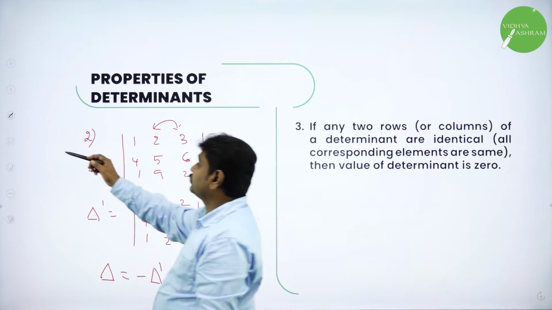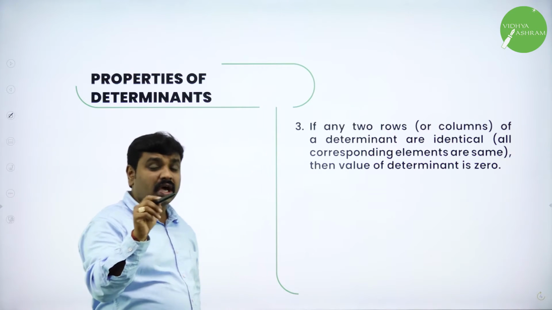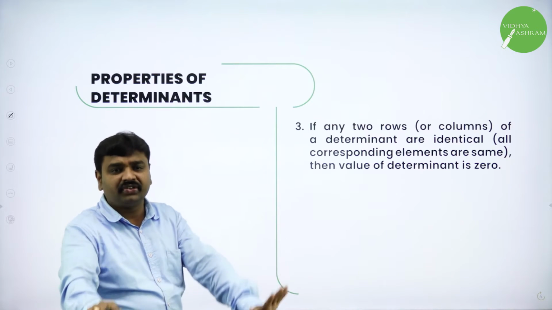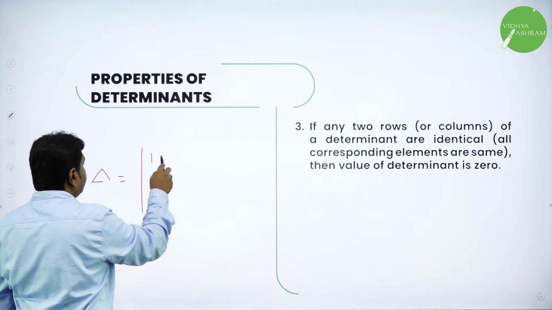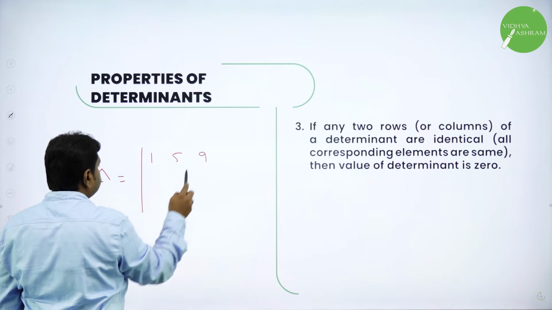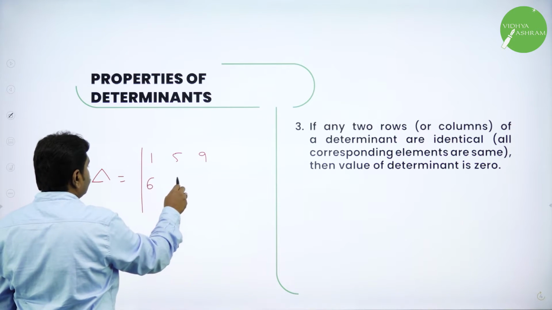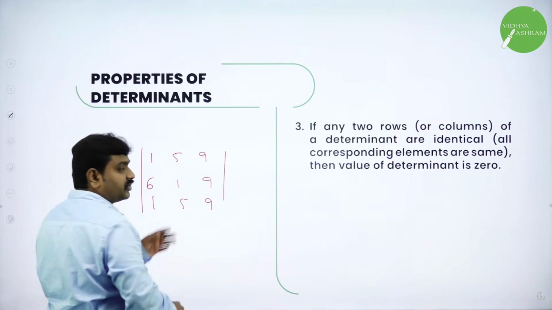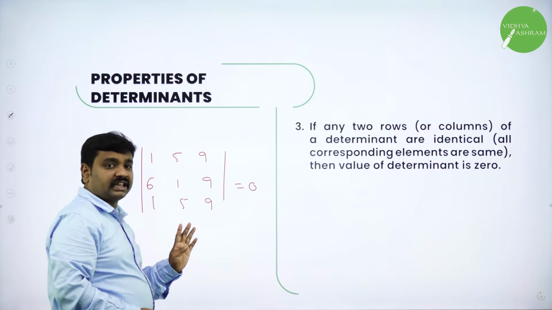Now third one. What is the third property? If any 2 rows or any 2 columns are identical, no need to expand. The value of determinant will be 0. Suppose delta is 1 5 9, 6 1 9, 1 5 9, I can put this as 0. Why? Because first row and last row are identical, they are the same.